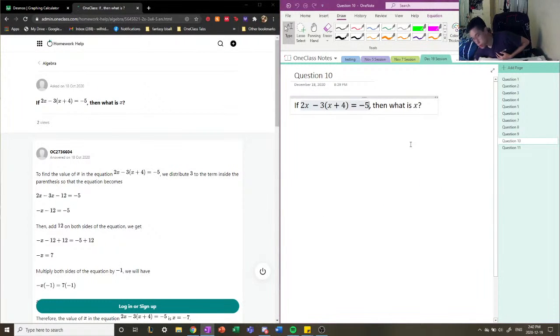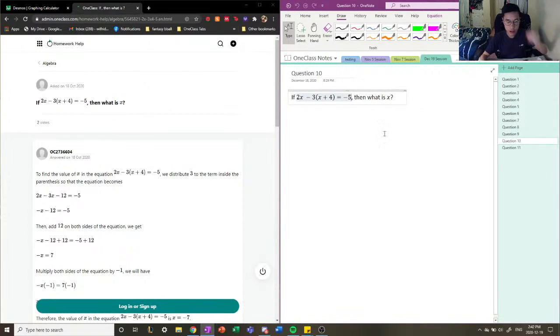This question is asking us to find the values of x that will make this equation true: 2x minus 3 times x plus 4 equal to negative 5. Now you can use guesswork to try to solve it, but the typical solution is to simplify our equation so that we have a much more easily interpretable answer. We can do that by isolating for x and moving all the constants to the right side.